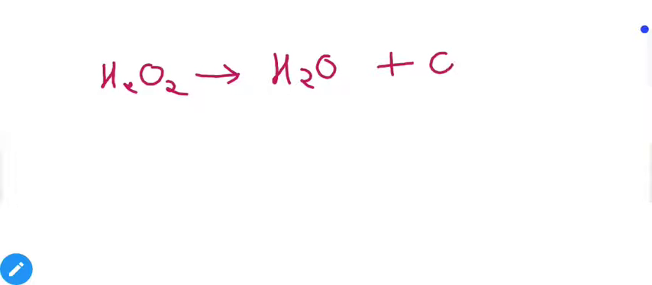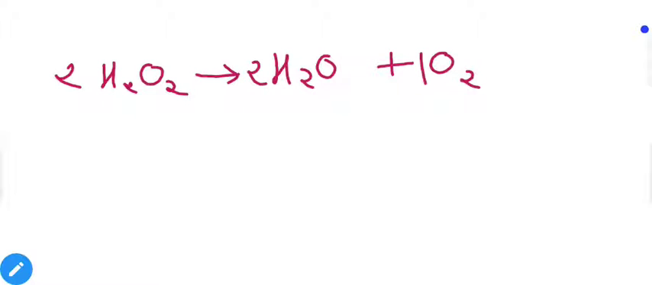To understand this, first we need to see the reaction of H2O2. When H2O2 is left in the open atmosphere, it will produce water molecules and oxygen gas. If we balance the chemical reaction, then we need 2 moles of H2O2 to produce 2 moles of water and 1 mole of oxygen gas.